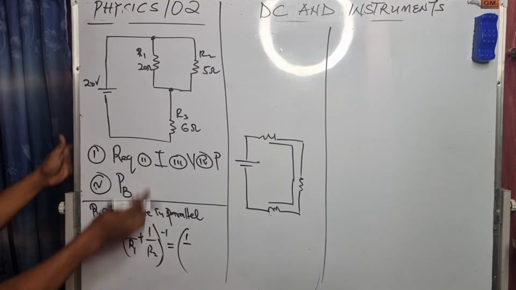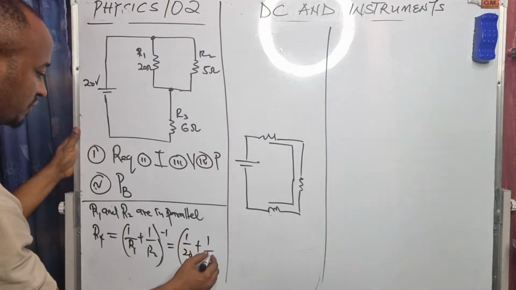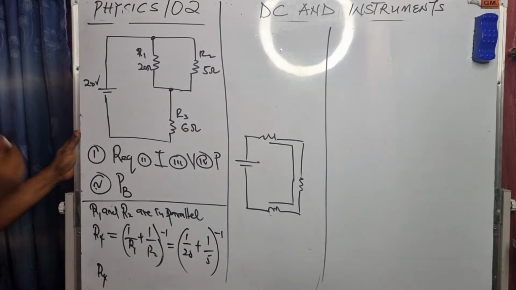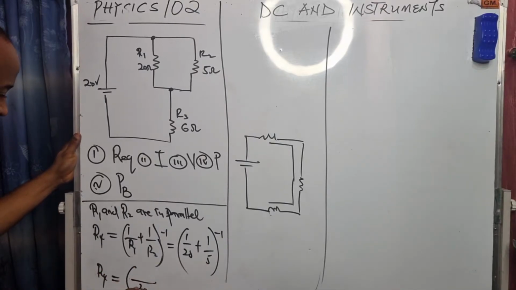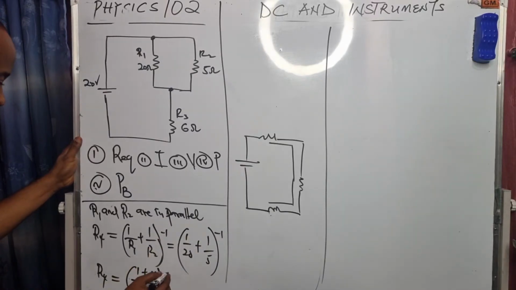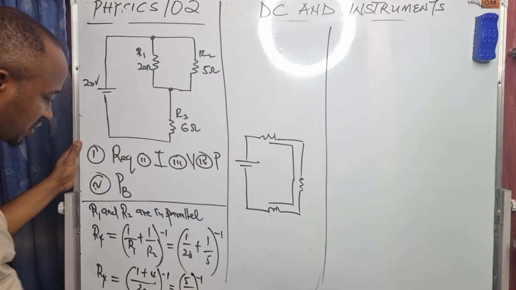1 over R1 is 20, plus 1 over 5, to the power of minus 1. So R4 becomes, the LCM between 20 and 5 is 20. 20 into 20 is 1, 1 times 1 is 1, plus 20 into 5 is 4, 4 times 1 is 4, minus 1. So this will give us 1 plus 4, that is 5 over 20, to the power of minus 1.